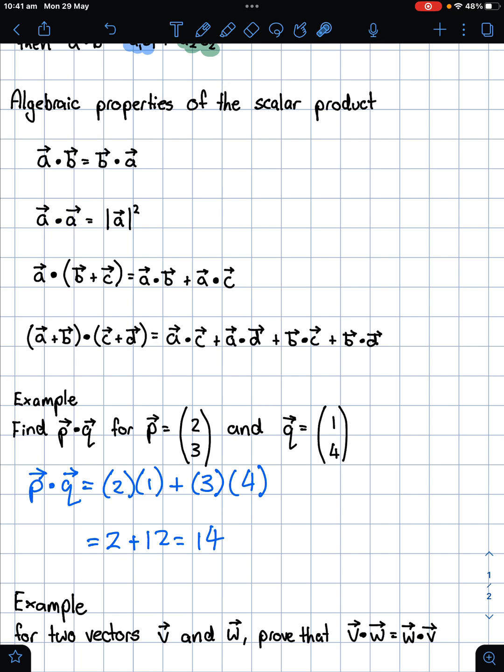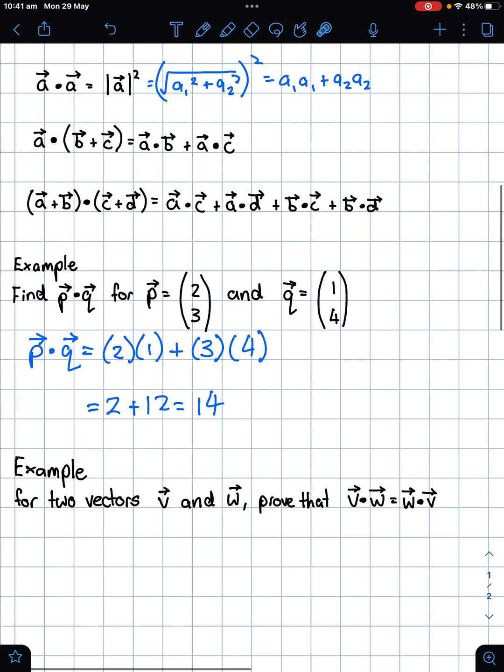If we have the dot product of a dot a, it's equal to the length of a squared. Now, this actually makes more sense when we think about what the length of a looks like, which is the square root of a1 squared plus a2 squared. And if we square all that, the squares vanish, and we actually end up with a1 times a1 plus a2 times a2, which is the dot product of a there.